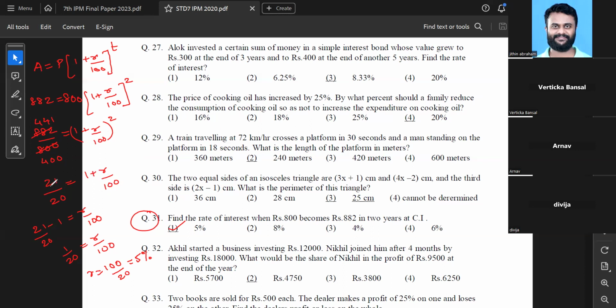Now let me do one thing. Let me take this 1 to the other side. On the left hand side, I already have 21 upon 20. I take this plus 1 to the other side, it becomes minus 1. When I take the LCM, sir, understood. Understood, right? Yes, thank you, sir.